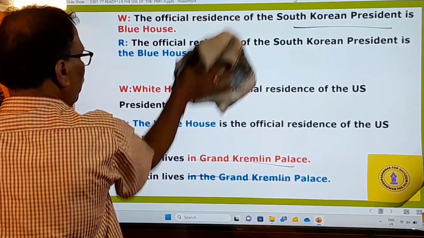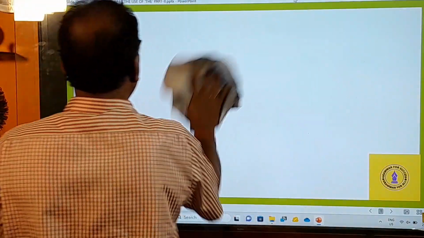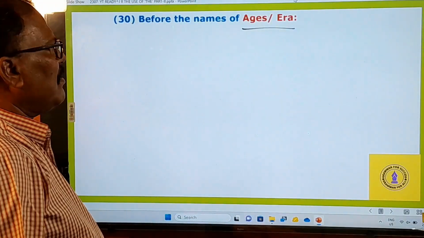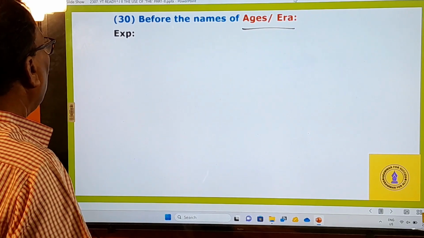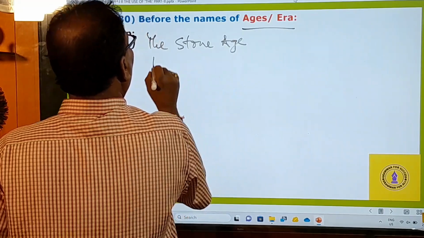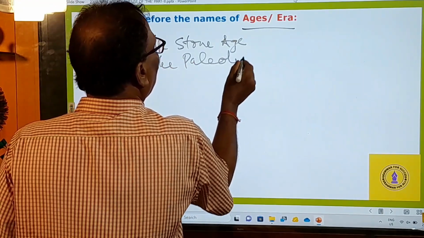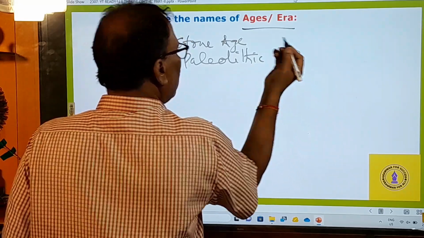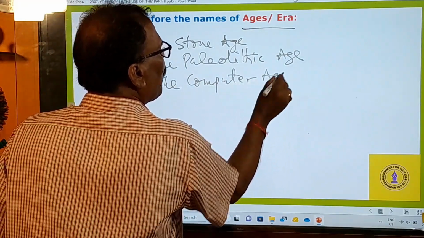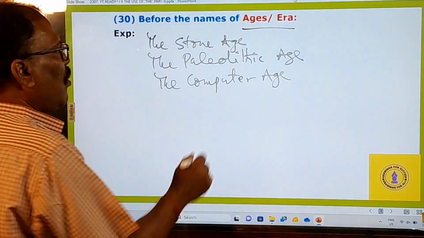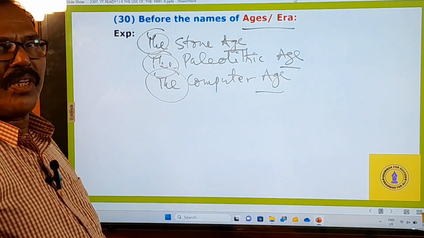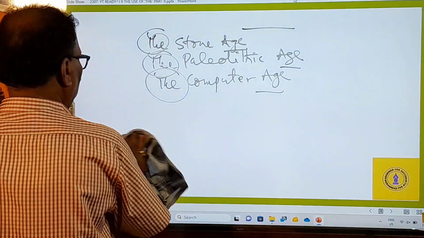Let's go to the next rule very quickly. And before the names of ages and eras. What are the ages and eras? Here, what is that? The computer age, the stone age, the Paleolithic age. These are all ages. The computer age. Like that. These are all ages. Ages are eras. So before them, you must use the definite article. Clear? Now, go to the examples.